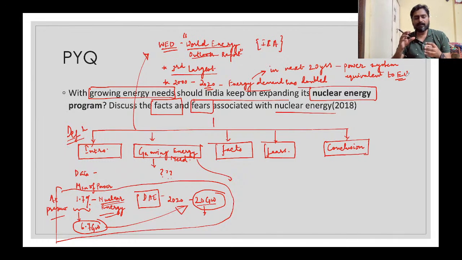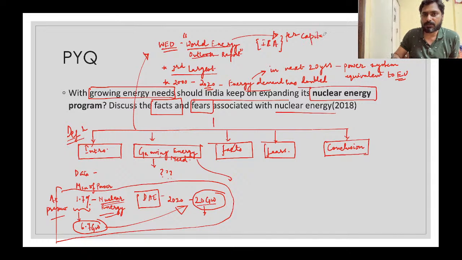This report is saying that yes, the energy demand has increased and it will increase further in future, but it is also saying that if you look at the per capita energy consumption, it is still the lowest. Per capita energy consumption is less than half the global average.